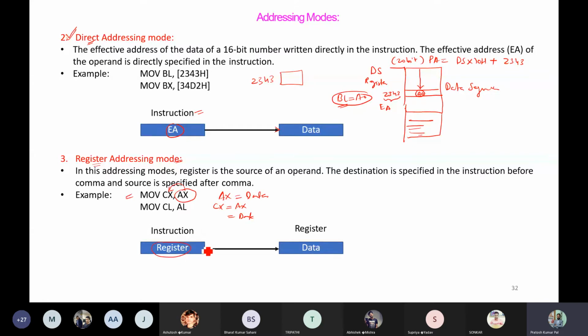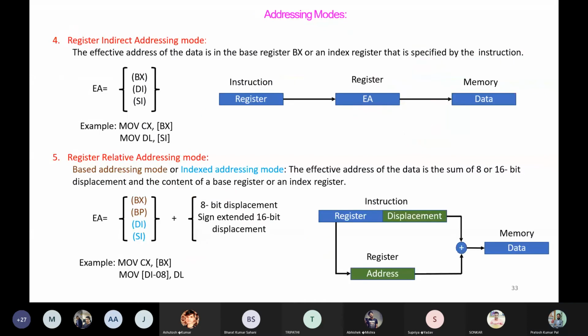Okay, so the next one is register indirect addressing mode. Here we are given the register, but in indirect addressing mode, that means the register is indicating the location of the data. That means the register is working as a memory location. Here the register is working as a memory location.